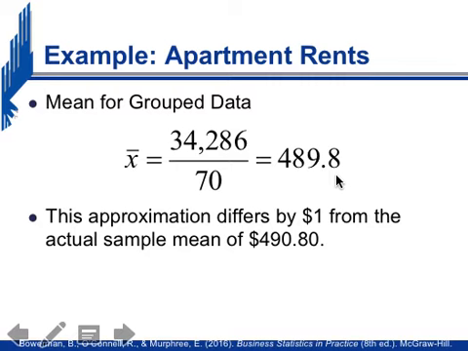Now if you used all the 70 numbers to compute for the mean, the actual average from the sample is 490.8. So as we can see here, even if you only use the approximation formula, they only differ by 1. So this is still a good approximation of the average even if you don't use all the exact numbers in the dataset.